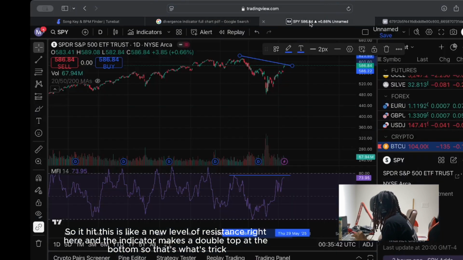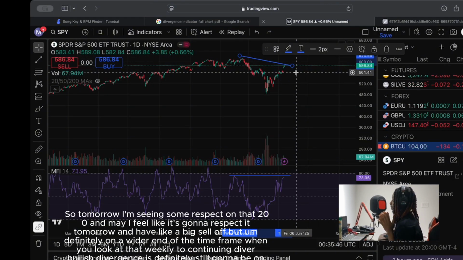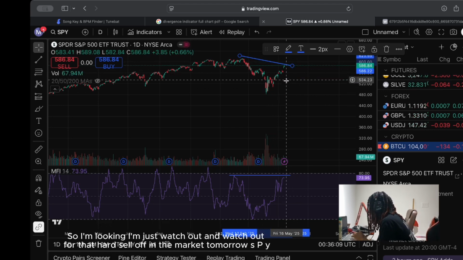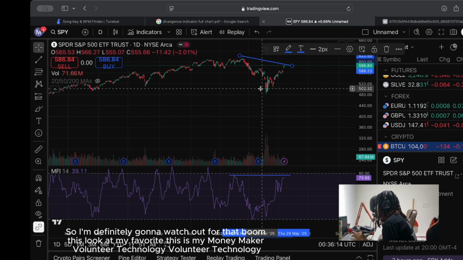So that's what's tricky though. Tomorrow, I'm seeing some respect on that 200 MA. I feel like it's gonna respect it tomorrow and have a big sell off, but on a wider time frame, when you look at that weekly, the continuing bullish divergence is definitely still gonna be on the uptrend. So I'm just watching out for that hard sell off in the market tomorrow on SPY. I'm definitely gonna watch out for that.